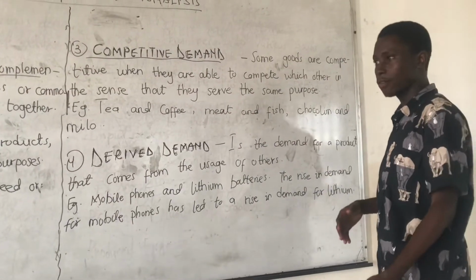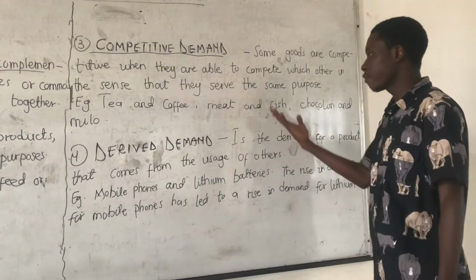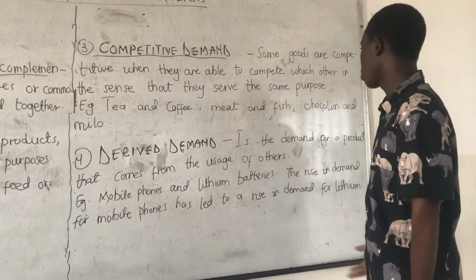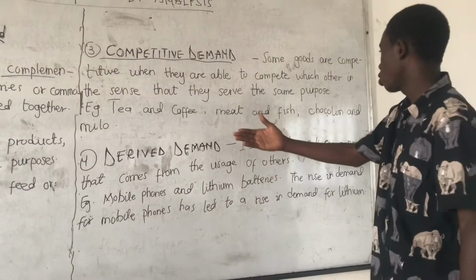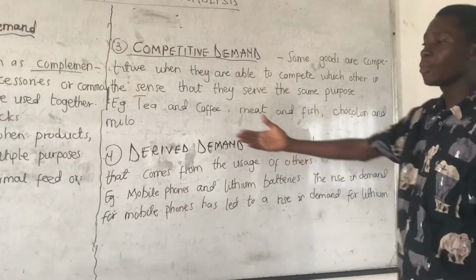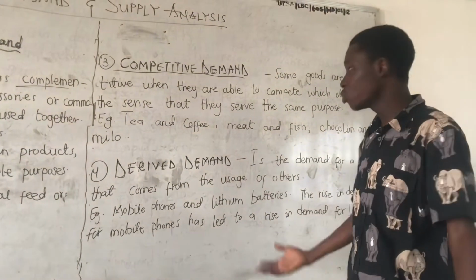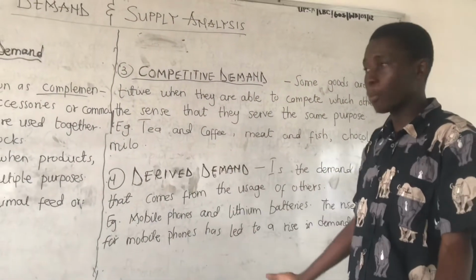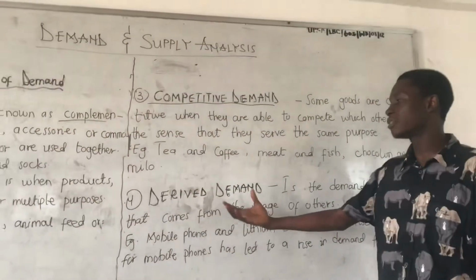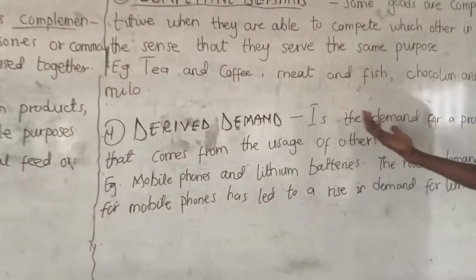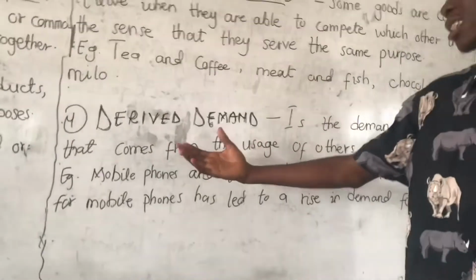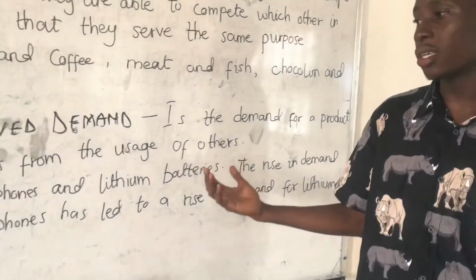We also have meat and fish. You can use meat for stew. Someone can also use fish for the stew. It's also the same. Then we have chocolim and Milo. You using chocolim and me also using Milo is the same thing. Just that they are two different names but the same purpose. Are you okay? We also have derived demand. It's the demand for a product that comes from the usage of others. Are you okay?